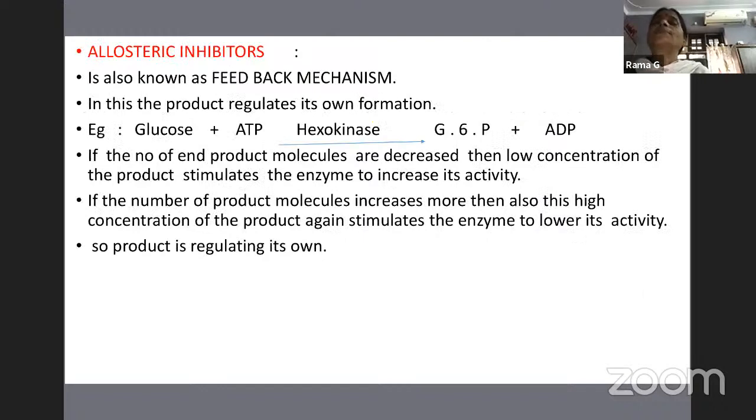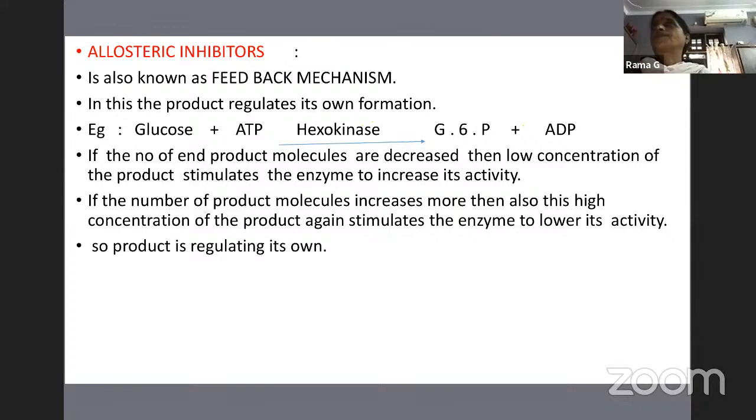The last and final inhibitors are allosteric inhibitors. These are also called the feedback mechanism, and the product regulates its own formation. That means the formation of end products regulates itself. That's why it is called the feedback mechanism. Let us take one example to understand allosteric inhibitors.